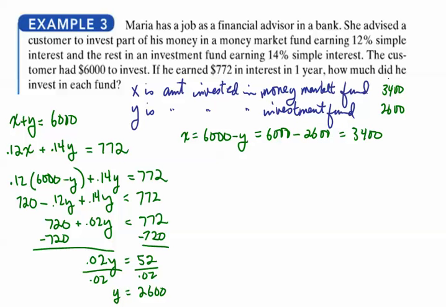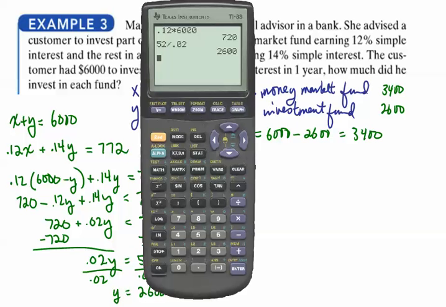Now, if we were to multiply to check this out, remember that in the money market fund, she gets 12%. So we would have 3,400 times 0.12. That would give us $408.